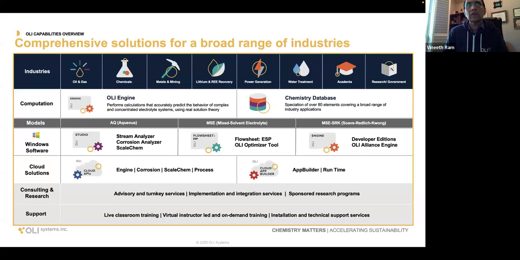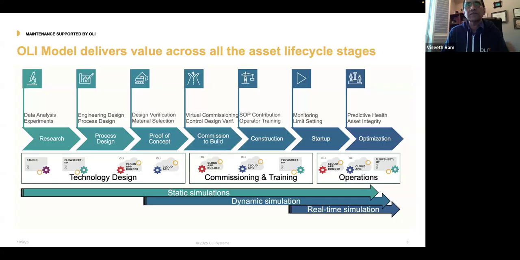Next slide, please. We do have a comprehensive software portfolio. OLI, at the end of the day, is a software company. The majority of our revenue is through enterprise software applications. We have it available on the desktop. We have cloud-based products. We provide service, support, training, and education. And we'll be happy to talk to you about some of this as well. And we have today clients licensing our software across a broad range of industries, from oil and gas, chemicals, mining, battery recycling, lithium extraction, water treatment, etc. Next slide, please.